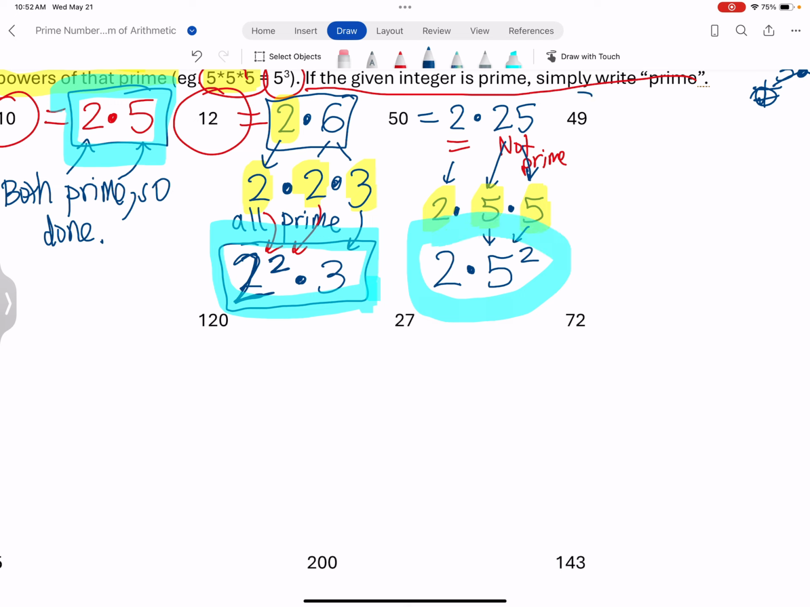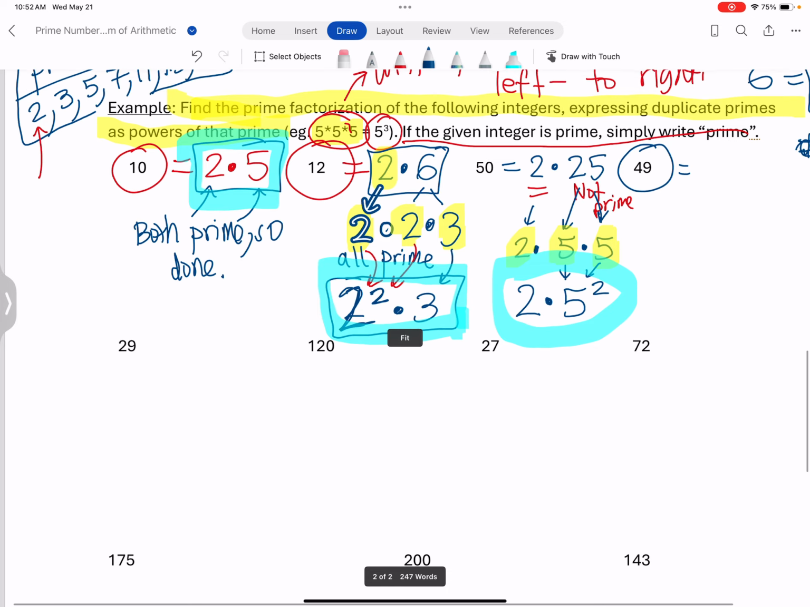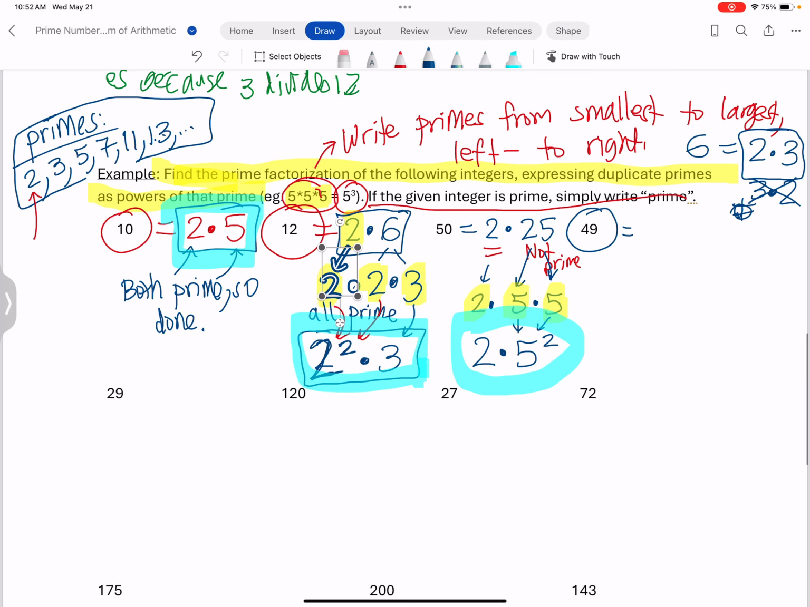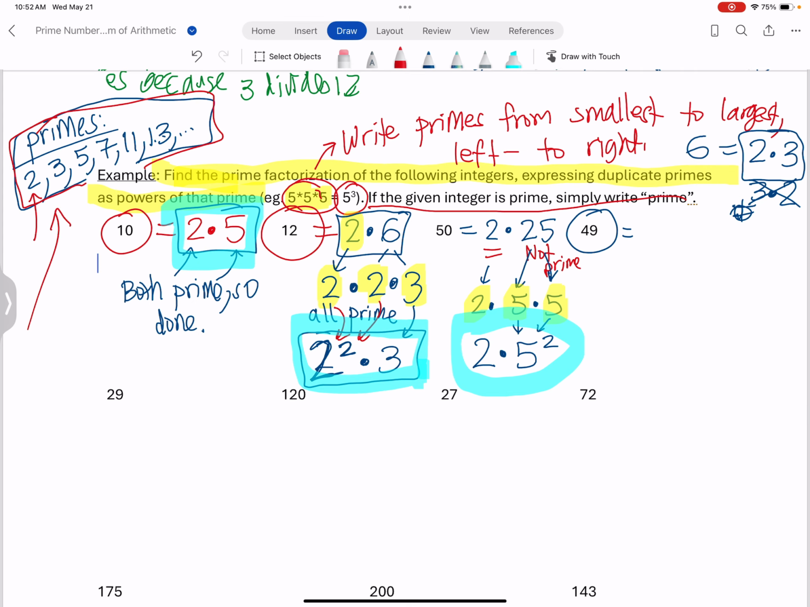Now I'm going to look at 49. Okay, 49, you probably already know what it is just by looking at it if you're familiar with numbers and dividing and stuff. But I'm going to pretend like I don't know how to break it down, just that way if there's a more complicated number later, I'll know what to do. I'm going to look at my list of primes over here. Okay, 2 is my first one. Does 2 divide into 49? No. 49 is not even.